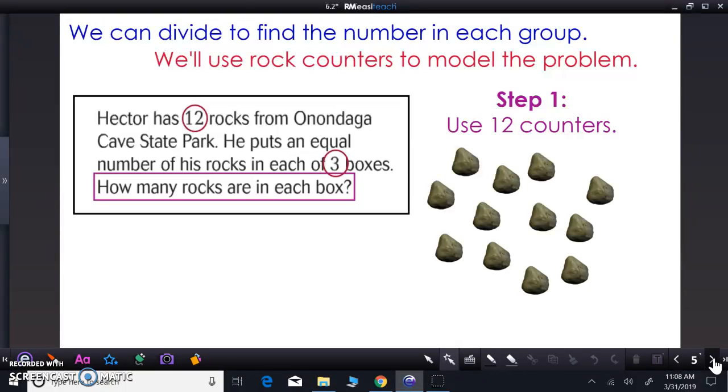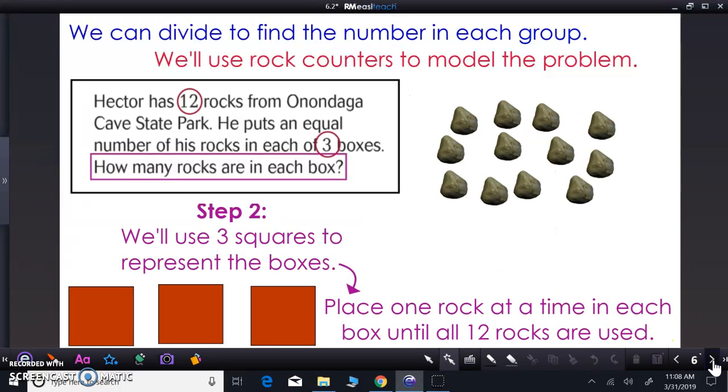We are going to use these rock counters in order to model our problem. Because Hector has 12 rocks in all, we are going to use 12 rock counters to represent Hector's total number of rocks. Because Hector has 3 boxes, we are going to draw 3 squares. These 3 squares represent Hector's boxes, or his equal groups. In order to divide, we are going to place 1 rock in each box until we've used all 12 rocks.